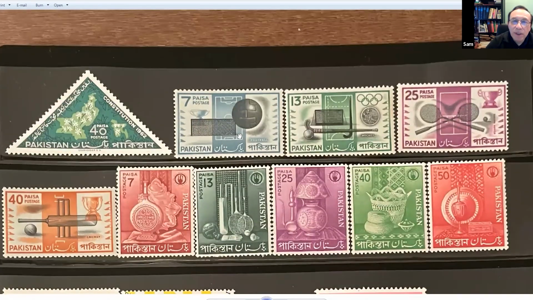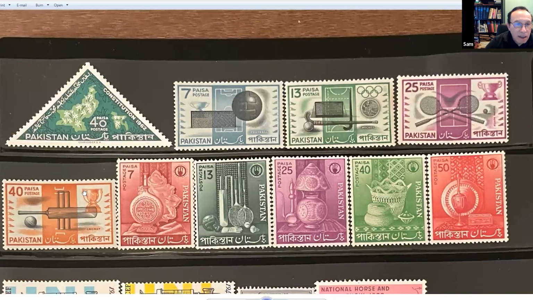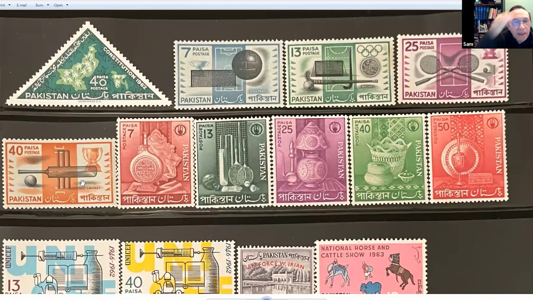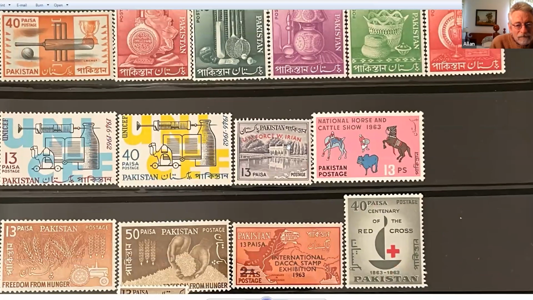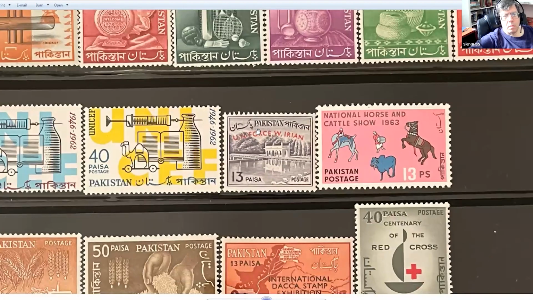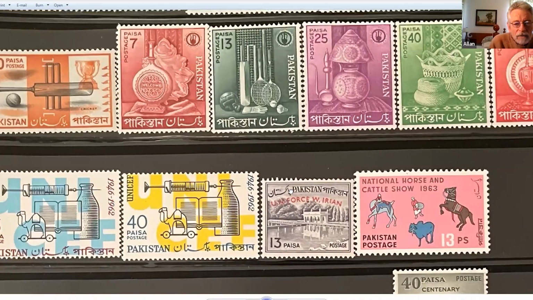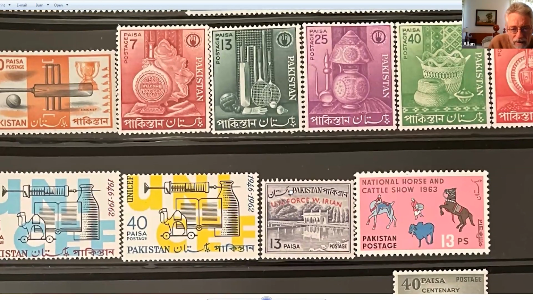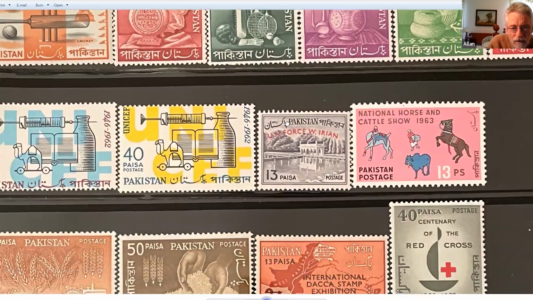I guess they were eradicating the malaria. If we just keep looking, this is just some sport competition, I guess, soccer, hockey, tennis, cricket, and some other things. What? No pickleball? UN Force West Irian. Look at that. Oh, yeah. That's in Indonesia.